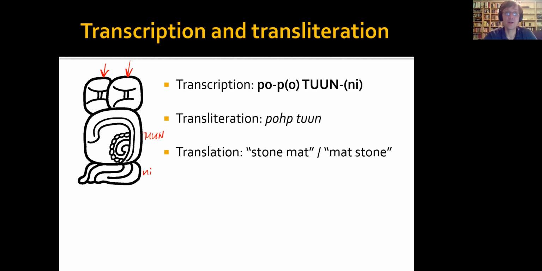Now, we may actually choose not to translate it at all because it's a place name. In fact, Poptun is a town you drive through if you drive from Guatemala City to Petén. It's a common place name. It still exists. There are several Poptuns in the Maya area. So those are higher level choices, linked to translation and interpretation. So the 3 T's: transcription, transliteration, and translation.